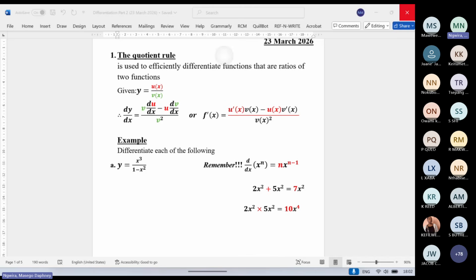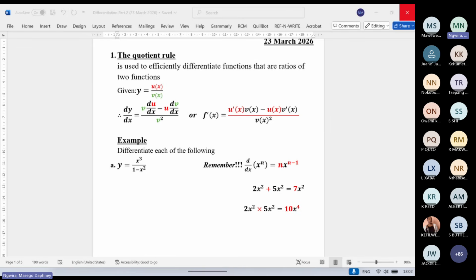So when you differentiate this function, you're going to say the derivative of u(x) times the function v, minus the function u times the derivative of v, then over the function v squared. So I'm going to make an example so that you can understand.